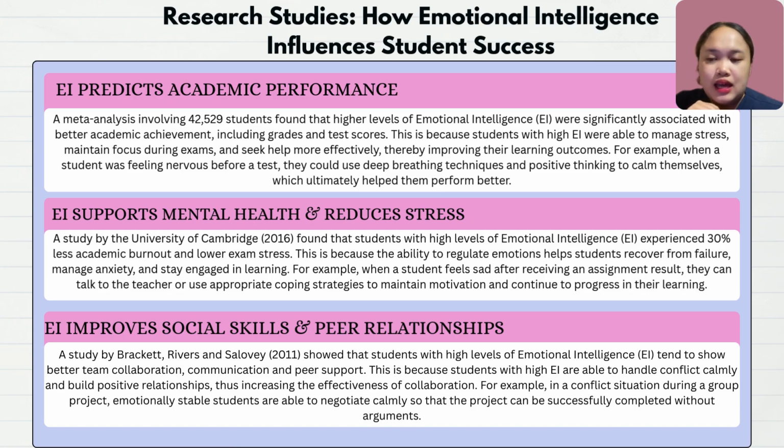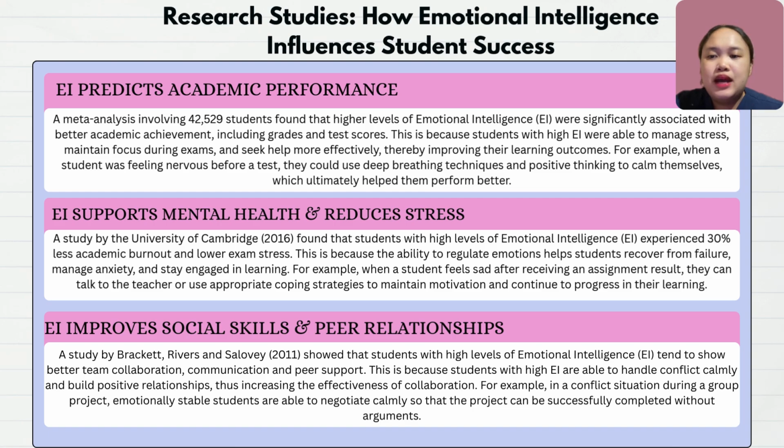This is because EI helps students manage stress, stay focused during exams, and make clear decisions while learning. For example, when a student feels nervous before a test, they can use deep breathing and positive thinking to calm themselves. Once their emotions are stable, their performance improves. Similarly, if a science project faces an obstacle, an emotionally intelligent student can stay calm, divide tasks properly, brainstorm solutions, and complete the project successfully.